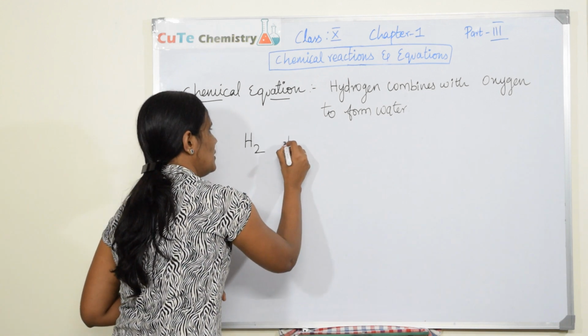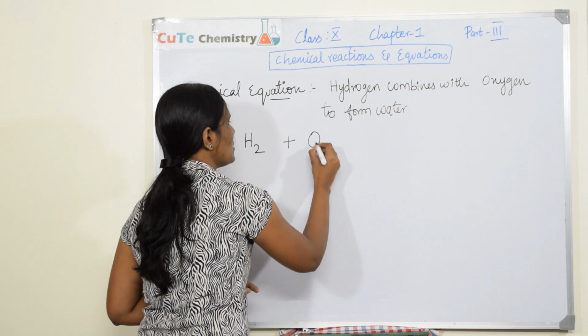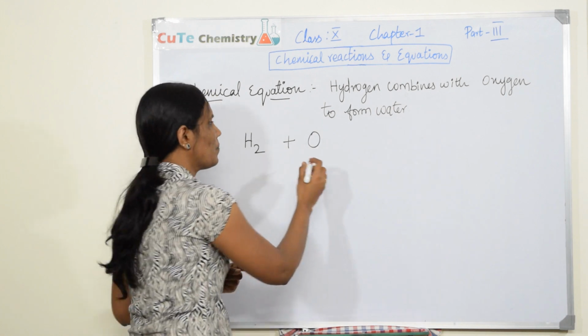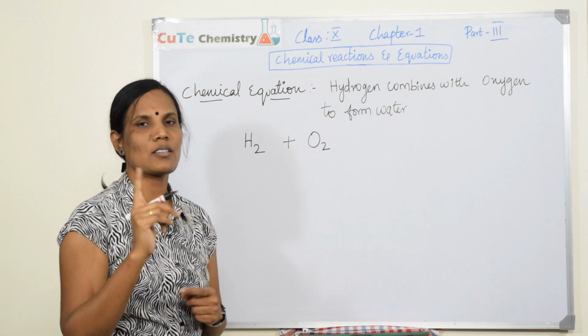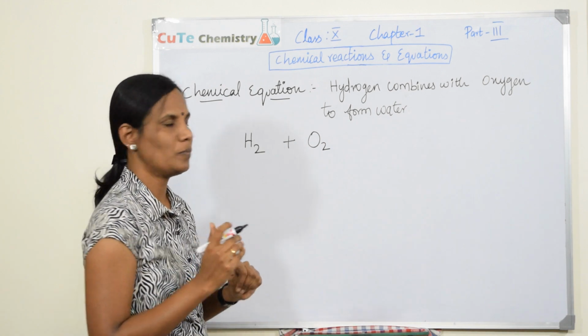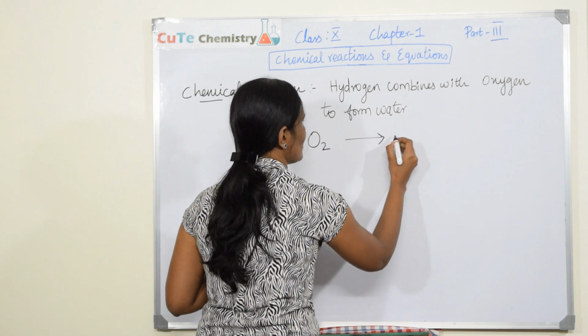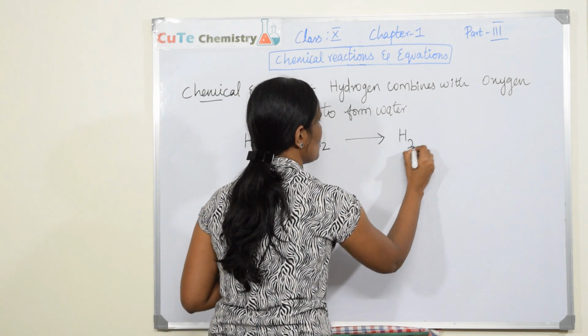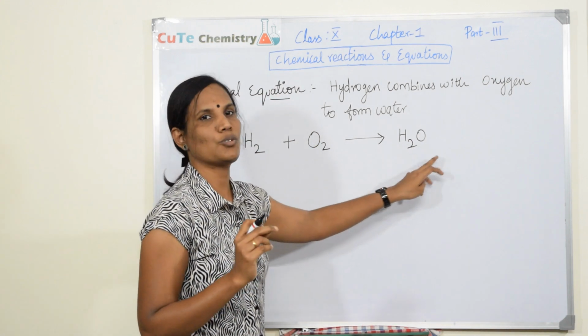This hydrogen combines with oxygen. Oxygen also, the symbol to represent oxygen is O, and oxygen is also a diatomic molecule, that is 2 oxygen atoms combined to form O2. So hydrogen and oxygen react. Under the necessary conditions, it will produce a water molecule. So the formula for water is H2O.